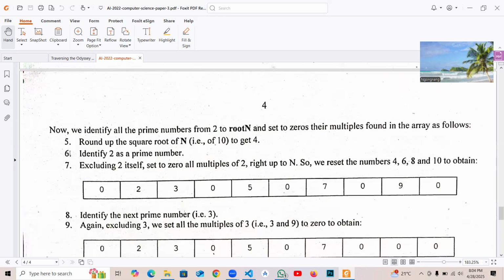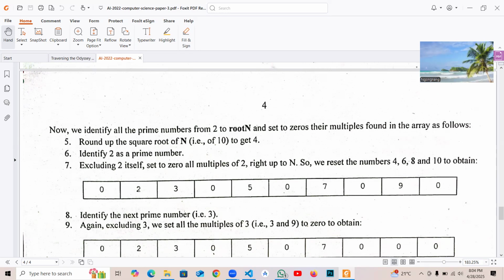And then identify 2 as a prime number. Excluding 2 itself, set to 0 all multiples of 2, right up to n. So the rest of the numbers 4, 6, 8, and 10 to obtain this. What does that mean? It means that after locating the next number on the range is 2, and 2 is a prime number, all the multiples of 2 are set to 0.